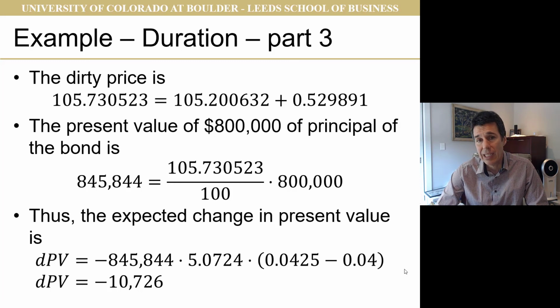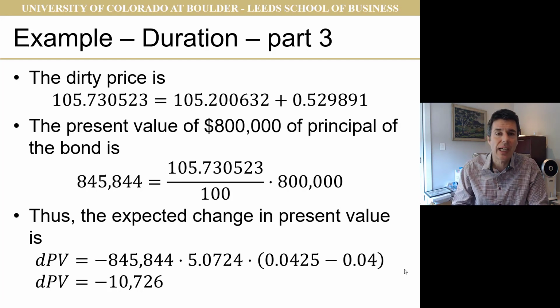So duration, modified duration, and Macaulay duration are going to show up. They show up all the time in the markets. If you look at a mutual fund, they will tell you the modified duration or the Macaulay duration of the portfolio. And you can use that to estimate how much money you might lose or make if interest rates change.